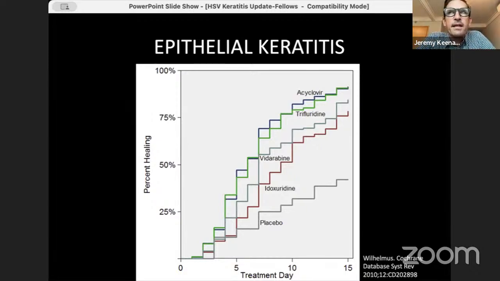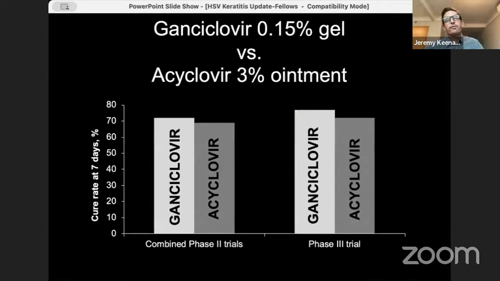So that's nice in terms of being able to counsel our patients about what they can expect in terms of the time until healing. What's not shown on here is that there have recently been more studies using ganciclovir gel. In the United States, we don't have acyclovir ointment, but we do have ganciclovir gel. And ganciclovir has pretty similar efficacy to acyclovir ointment.